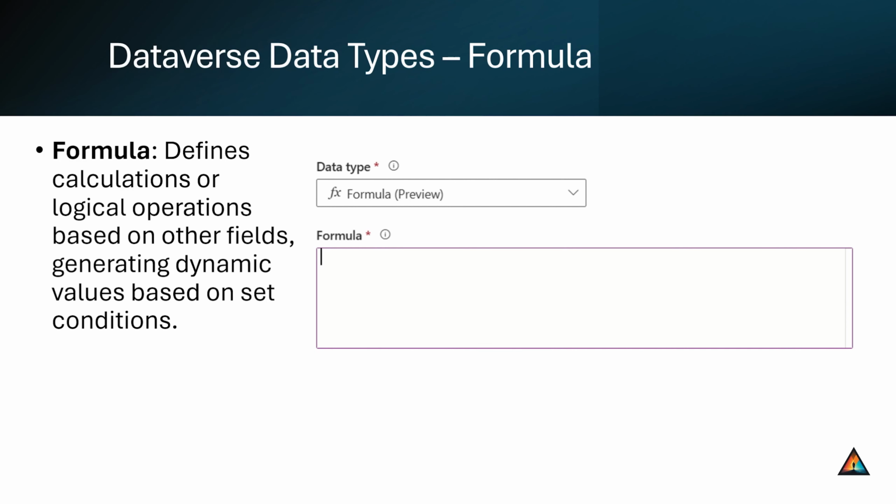Okay, the last Dataverse data type we want to look at is the formula. This is a preview feature at the moment, and what it does is it allows you to define calculations or logical operations based on other fields, generating a dynamic value based on a set of conditions. So what are we going to do? We're going to go take a look in Dataverse.